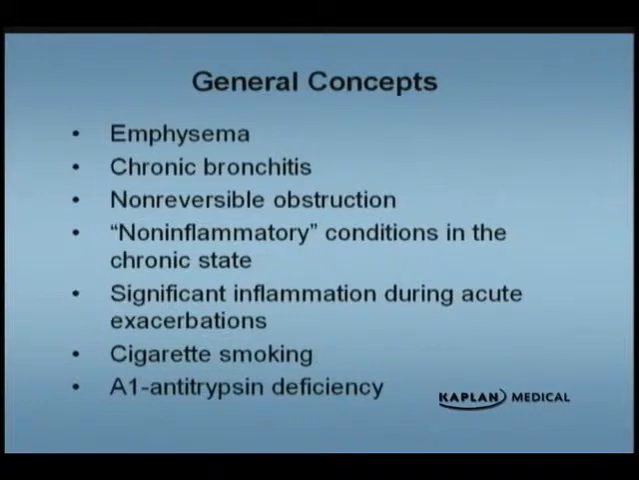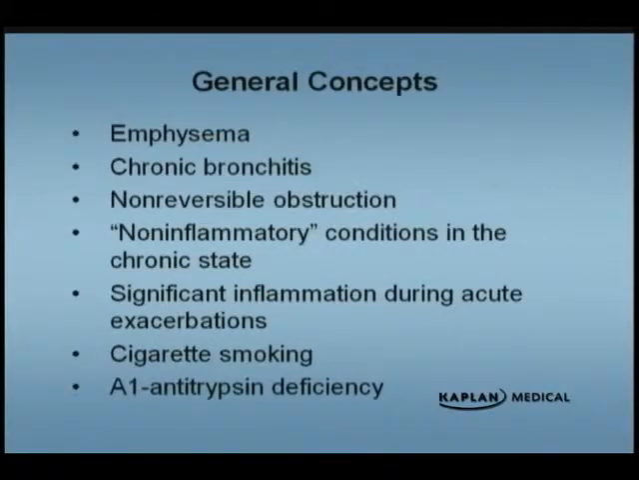Chronic bronchitis, on the other hand, is a clinical diagnosis. Most of these patients have a productive cough 2-3 months out of the year for consecutive years. So even though both are chronic obstructive lung diseases, one is more of a pathologic diagnosis in terms of the definition, and chronic bronchitis is more of a clinical diagnosis. The definition for both COPDs is that they have non-reversible obstruction.